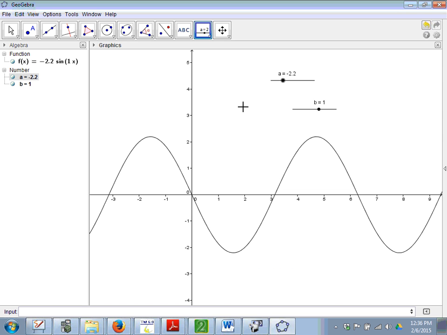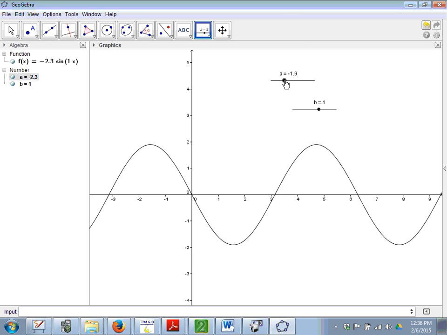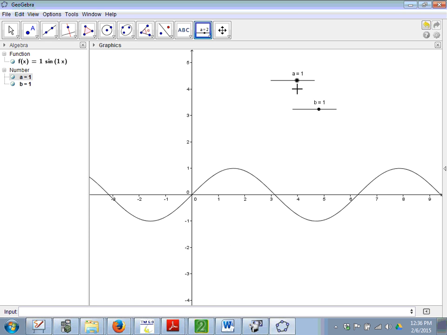But the key you need to remember about a sine function is it starts at 0, 0. And it either goes up to its highest point if it's positive, or it goes down to its lowest point. That's what happens with A. A affects the amplitude. So you probably guessed it. What is B going to do?